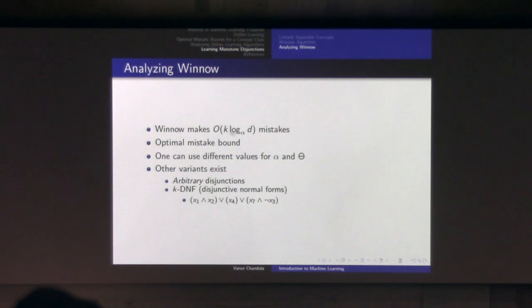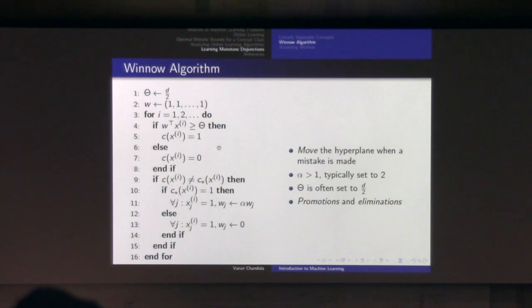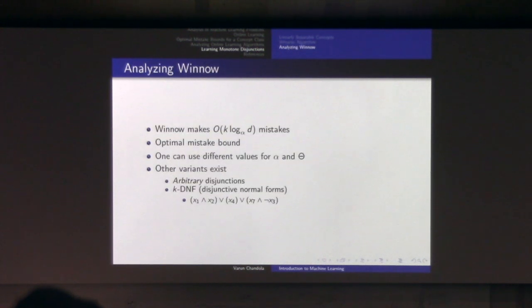In general, it is k log base alpha, but if we set alpha to 2, then it is k log 2d. That's actually exactly what the halving algorithm also does. But the good thing about this algorithm is that it is implementable and very efficient. You can write code and run it very fast, and the memory requirements are also small. You are not maintaining your version space or anything. So that's the beauty of this. You certainly can use other values of alpha and theta, but that's beyond our study here.